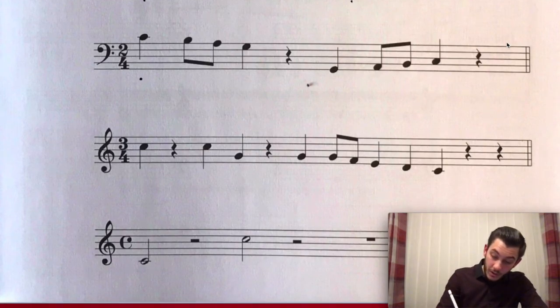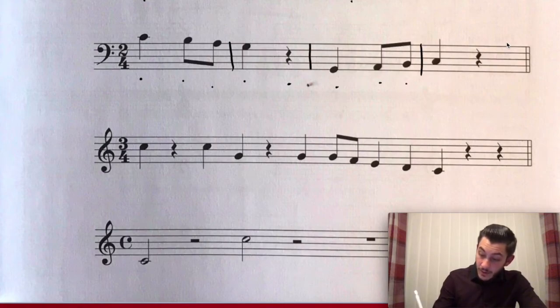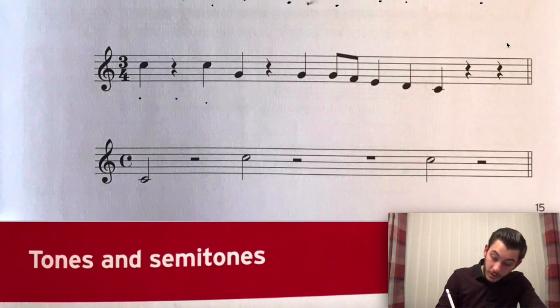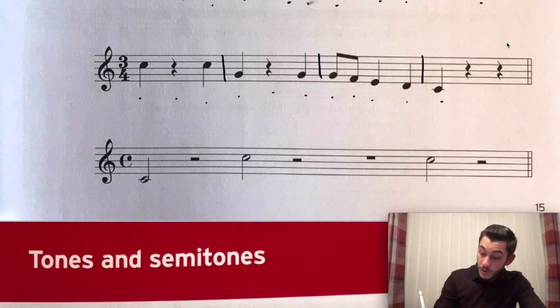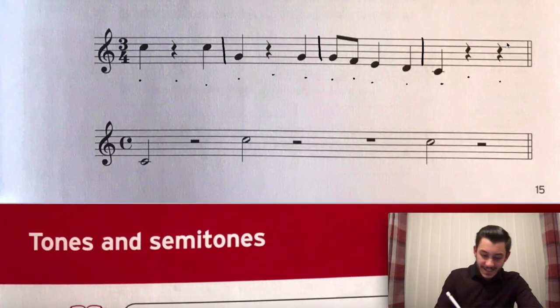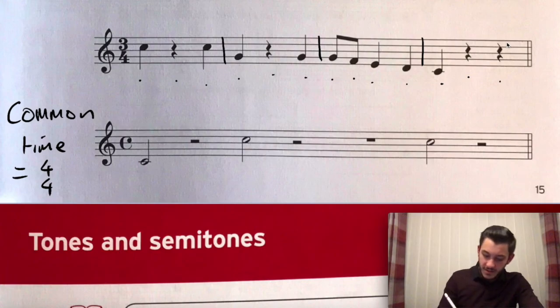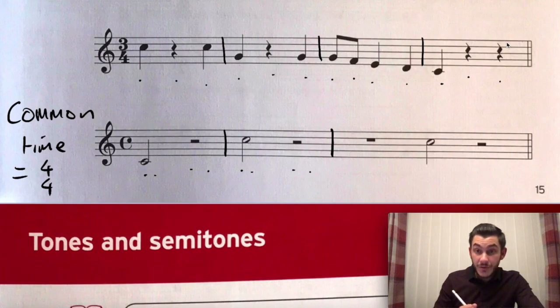2-4, 1, half, half, 1, 1, 1, half, half, 1, 1. Perfect. 3-4, 1, 1, 1, bar line, 1, 1, 1, bar line, half, half, 1, 1, bar line, 1, 1, 1. And lastly, C. Remember, C stands for common time, which is equal to 4-4. So we're counting 4 crotchet beats. So 1, 2, 3, 4, 1, 2, 3, 4, 1, 2, 3, 4. Remember, a 4 beat on the 4th line. 1, 2, 3, 4. Perfect.